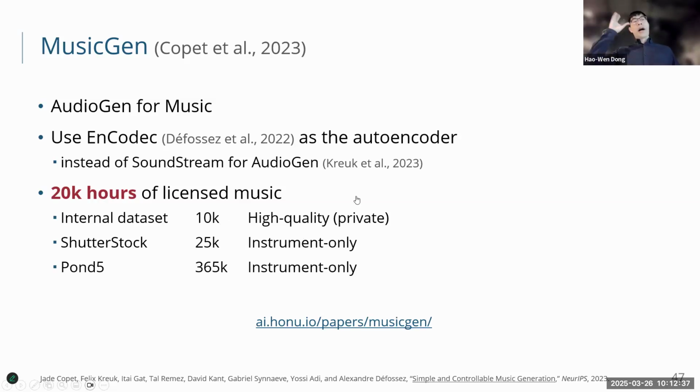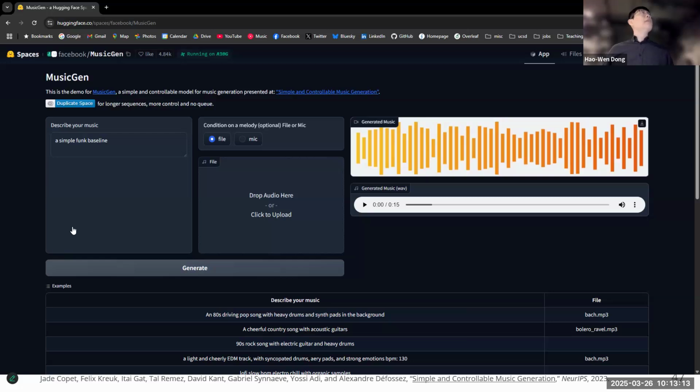They actually purchased the right to use it for training. The internal dataset is high quality and private, but from my understanding, those are likely more stock music. Shutterstock is another stock music place, so they also bought about 25K hours of those, instrument only. Anyway, this is the music they purchased, but it's mostly not the music that you listen to, but more stock music that's used to create those YouTube videos.